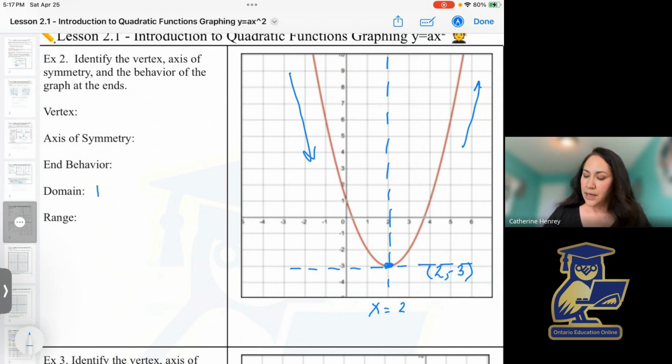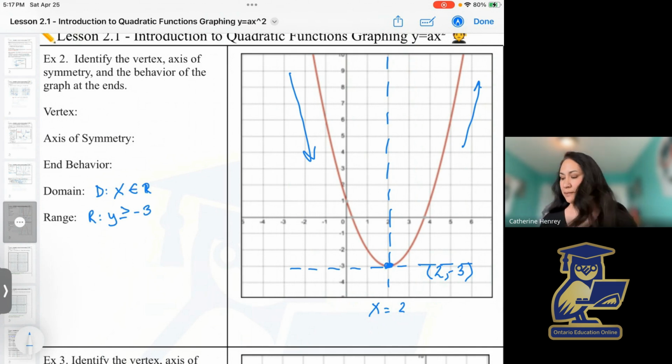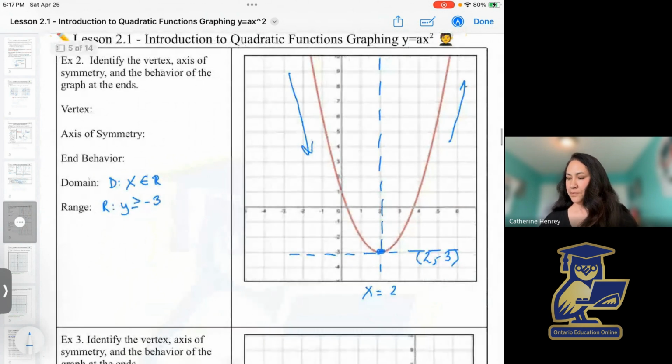So again, how do we write that? For the domain, x are all real numbers. But for the range, we have y is greater than or equal to -3. It'll never go below -3. Take a look at another one.